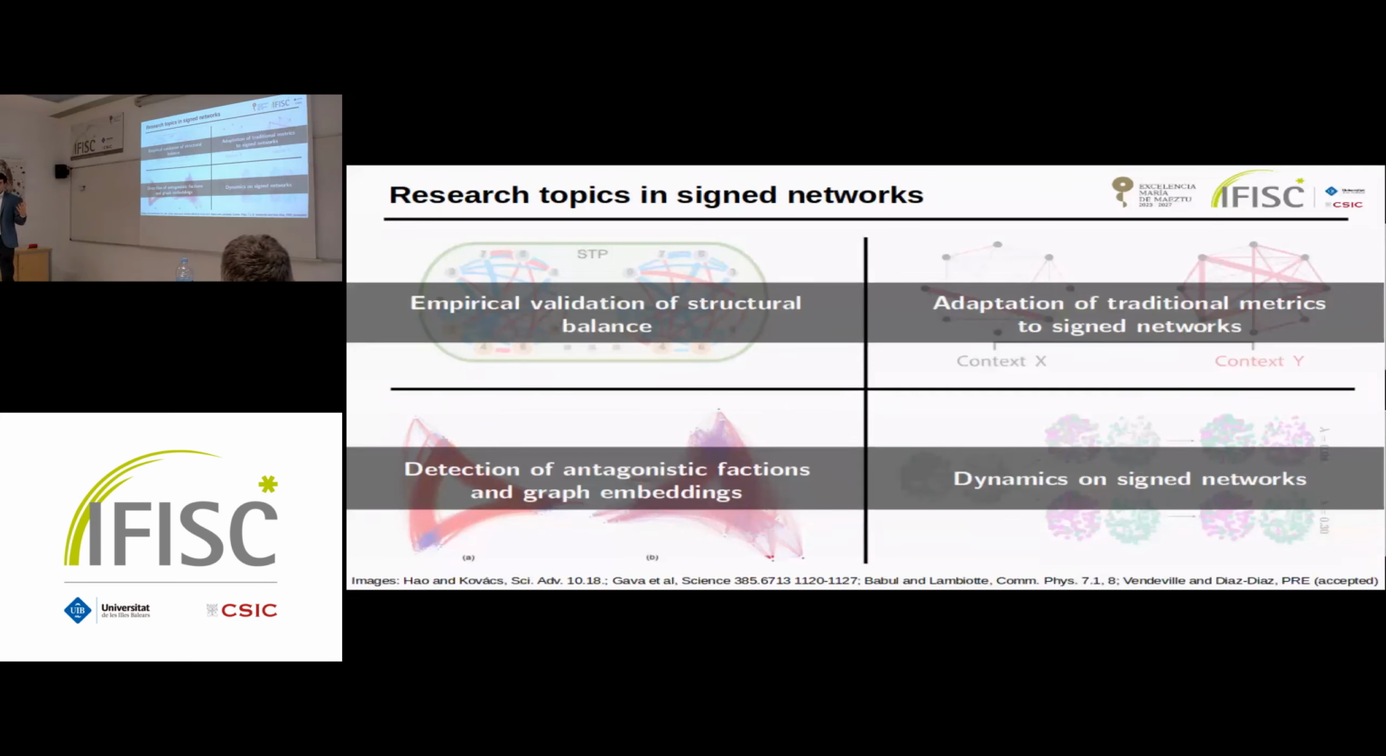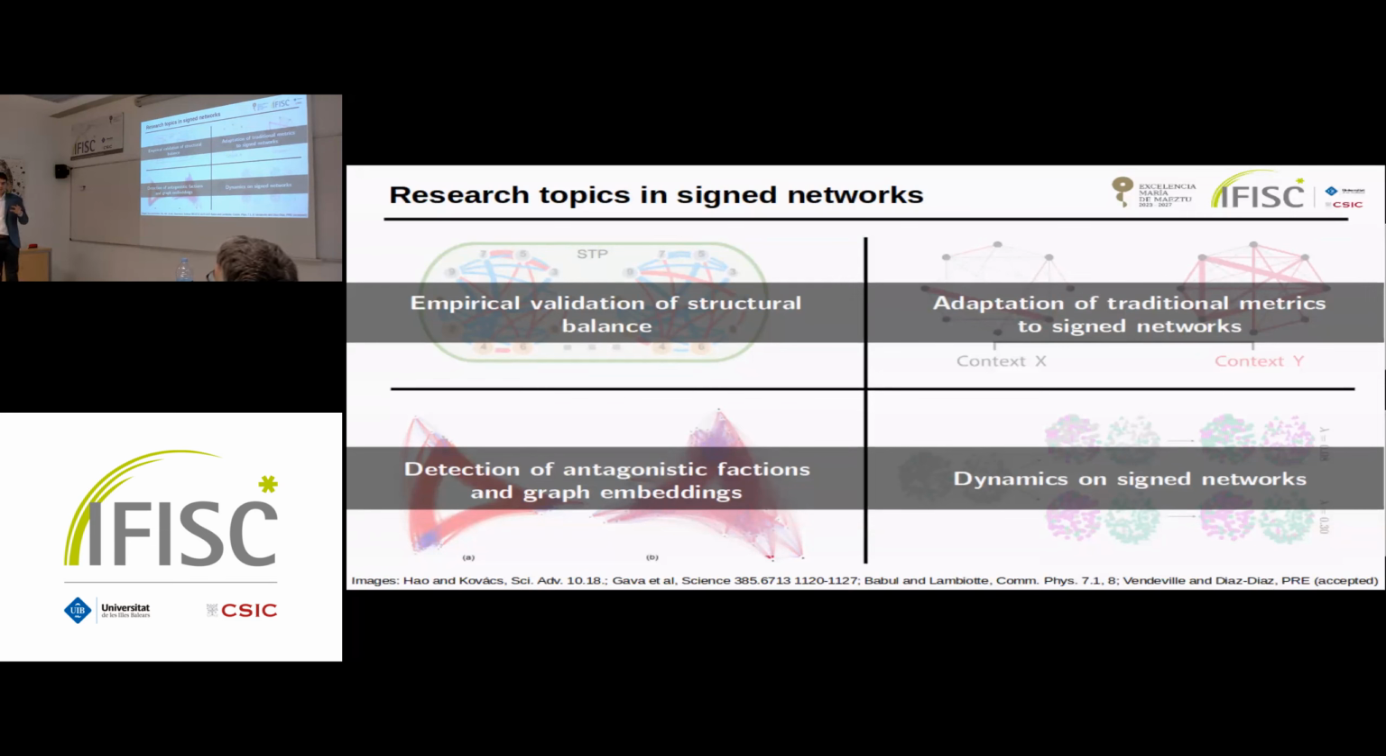Based on all this, there has been a big effort to create a general and unified theory that is able to model all these systems with a unique set of tools, which is the theory of sign networks. And within this theory, we can differentiate at least four very active areas of research. The first is the empirical validation of structural balance, to take an empirical network and see whether it is balanced or not. The second is the adaptation of metrics to the sign context. So, for example, defining sign centralities, sign degree distributions, etc.